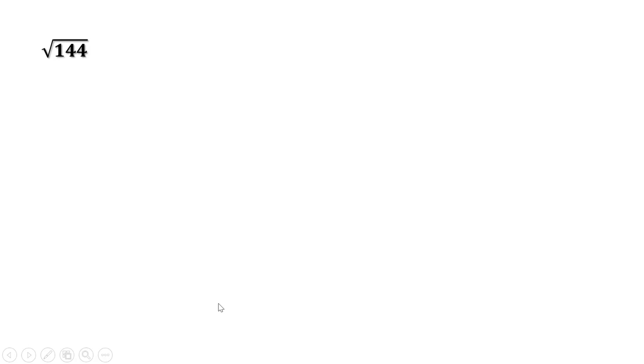Let us find root of 144. First of all, let us make two groups. 44 is a group and 1 is another group. 1 square is 1, 2 square is 4. So we can take only 1. 2 square ends in 4 and 8 square also ends in 4. So the unit digit can be either 2 or 8. The tens digit is 1 and next digit is 2. 1 into 2 is 2. And this is less than 2. So we have to take the smaller digit. That is 2. That means root of 144 is 12.